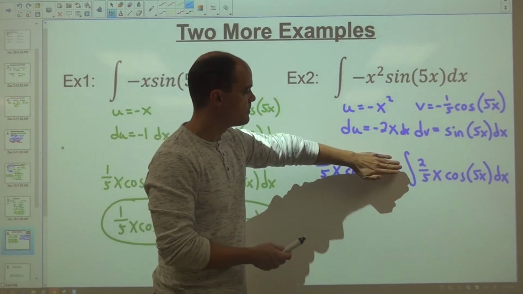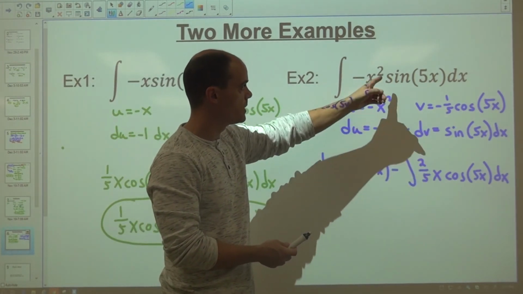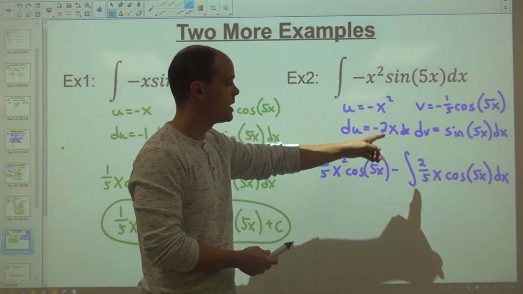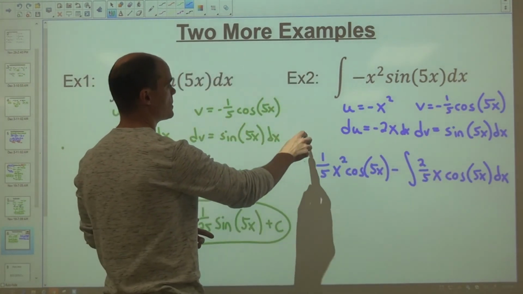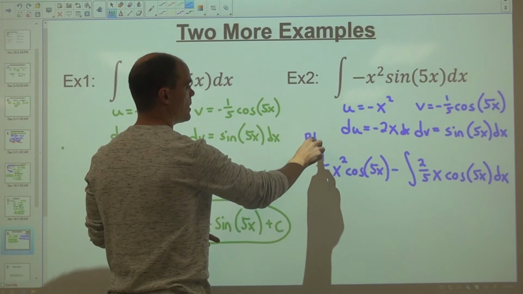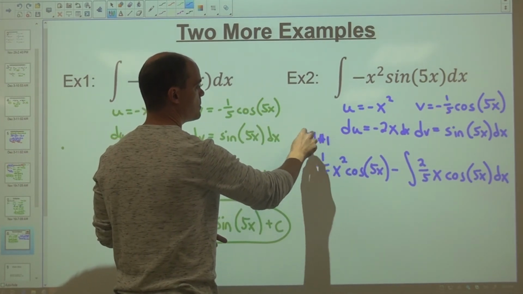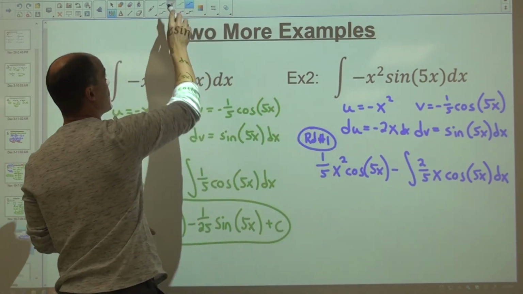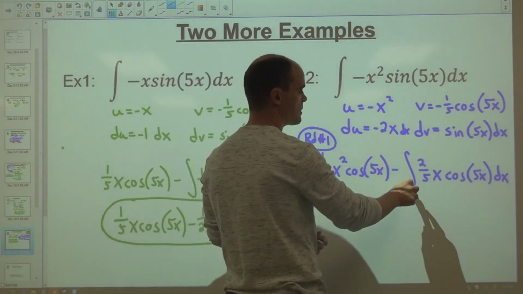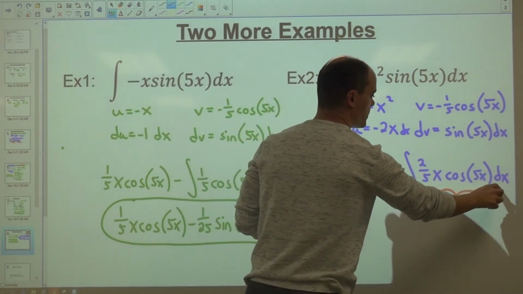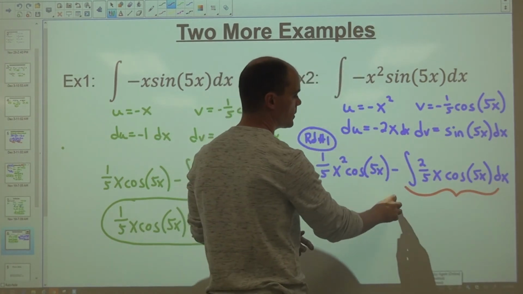Cover this thing up, and now you're left with basically what you started with. You have another product rule. You've got to go for round 2. This was actually round number 1. We've got to attack this all over again and do round 2. We've got to start with just this problem and do a u dv all over again.